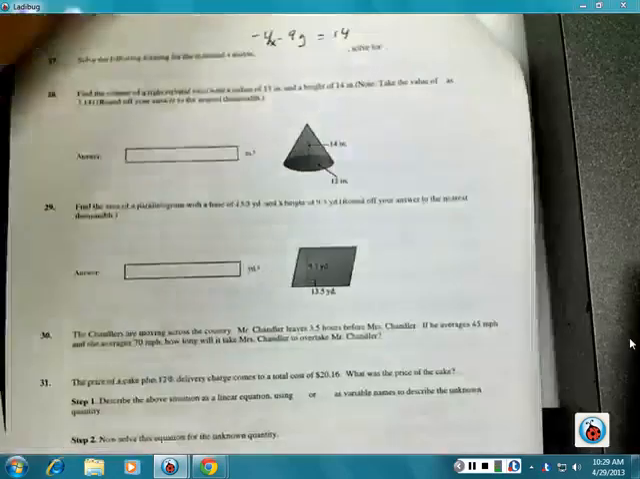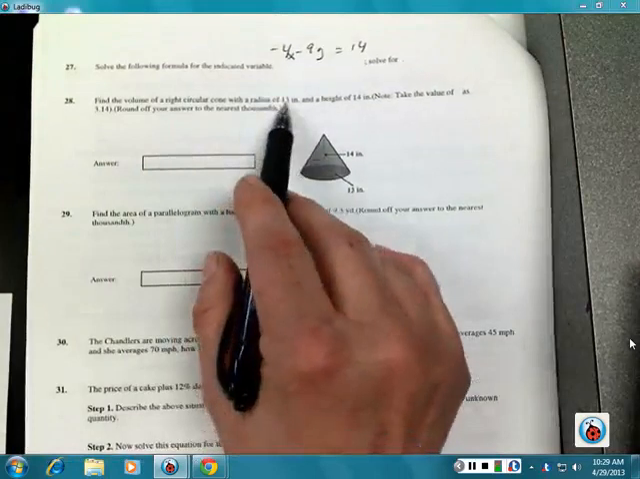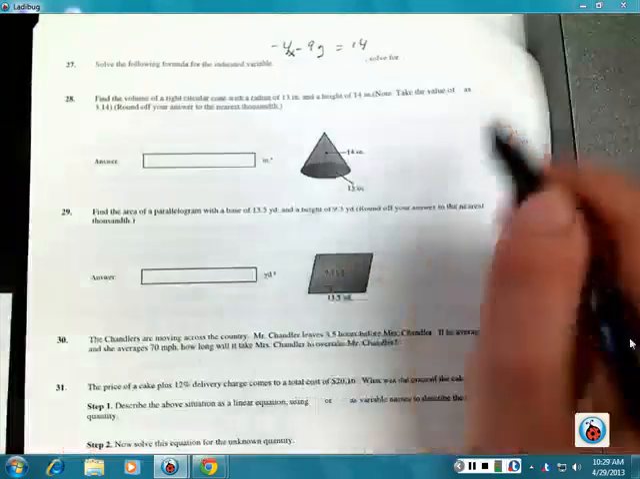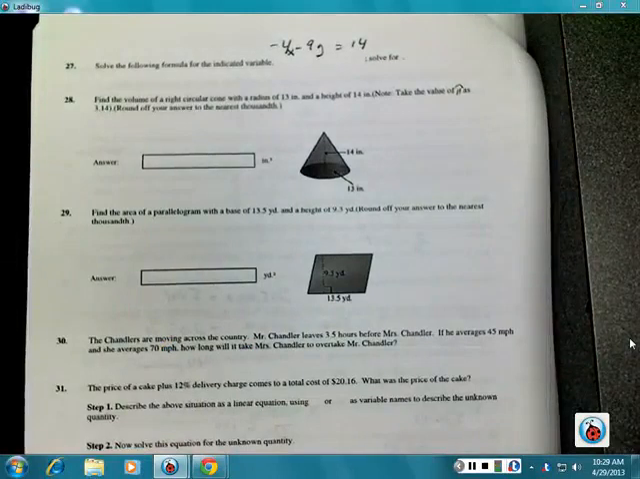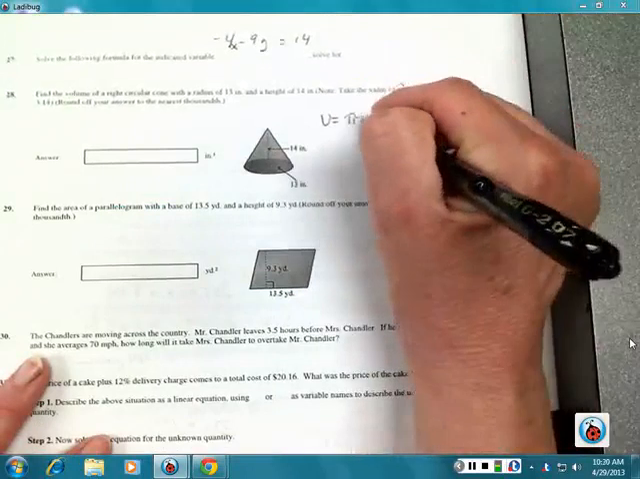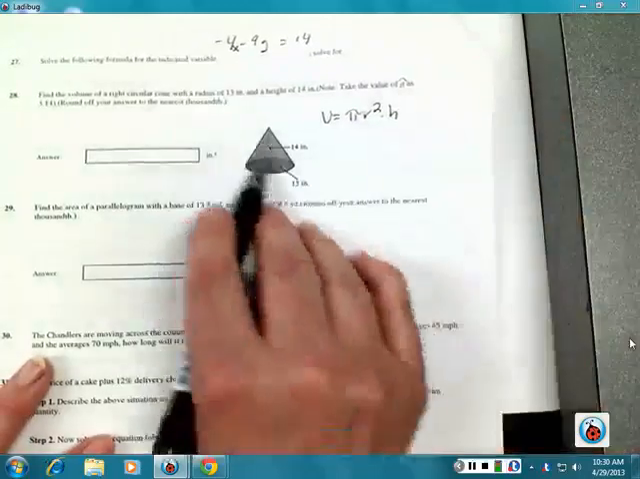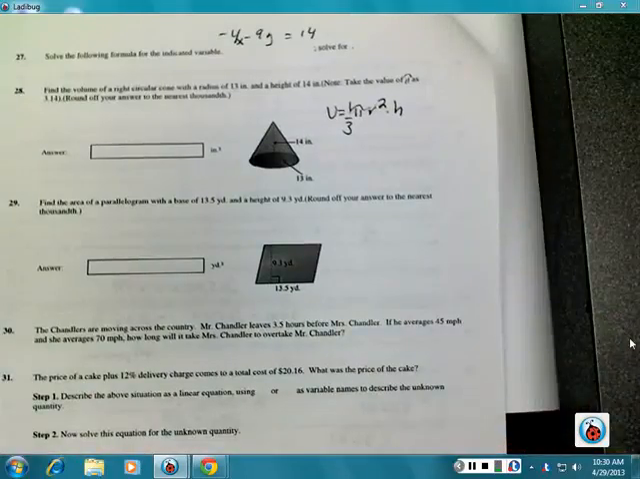So that's 27. You okay with 28? No. 28. You had to use your formula. It says find the volume of a right cylinder cone with a radius of 13, a height of 14. Take the value of pi, there should be a pi symbol in here, as 3.14. Round off your answer to the nearest thousandth. So I need the formula. And the formula happens to be volume equals pi r squared times the height. But because it's a cone, I need to take 1/3 of that, or multiply it by 1/3, or divide it by 3.